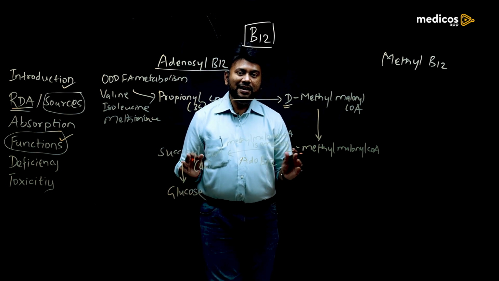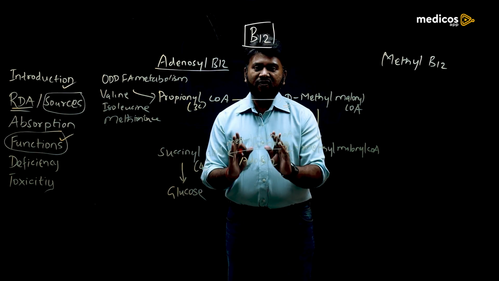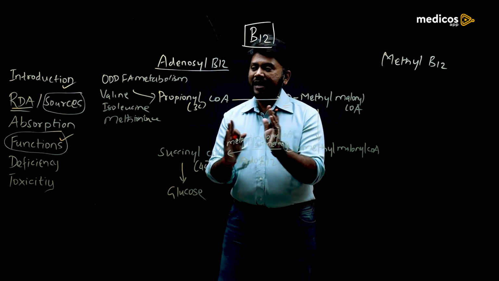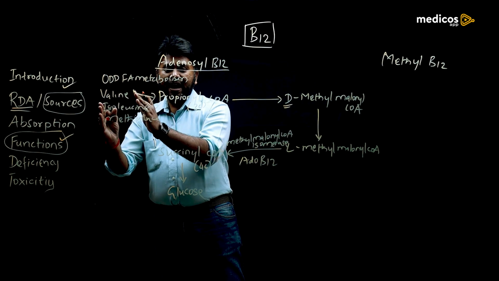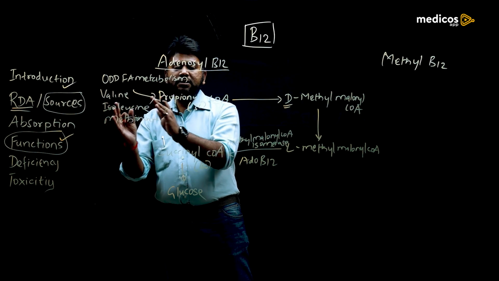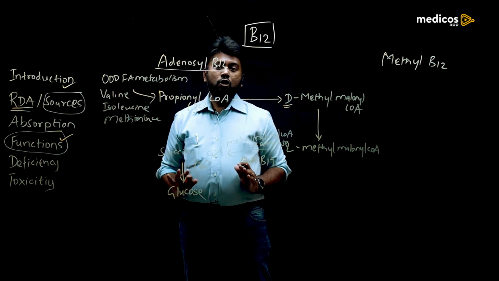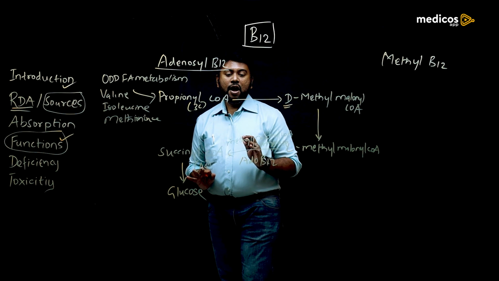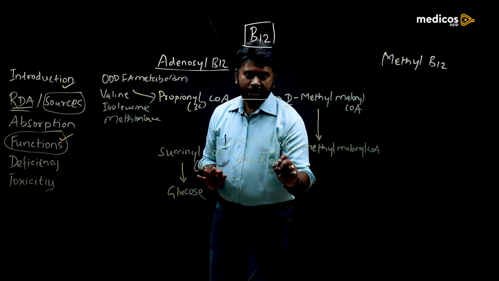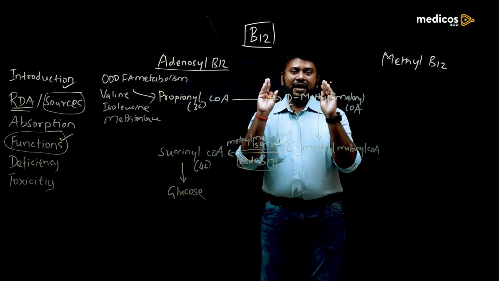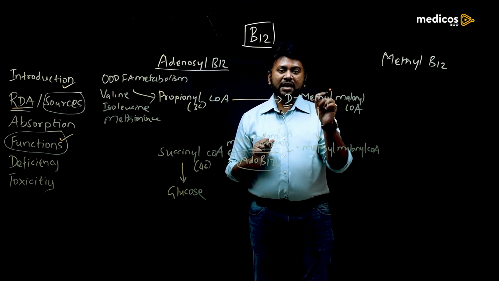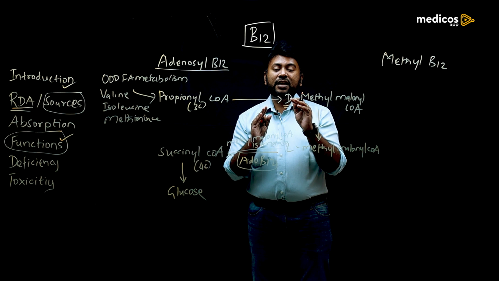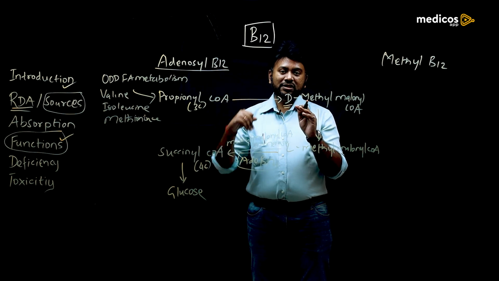Okay, so finally, what is the ultimate function of B12? It helps in the catabolism of odd chain fatty acids, valine, isoleucine and methionine, and helps them get converted into glucose. That is the function of adenosyl B12. It acts as a coenzyme for the enzyme methylmalonyl CoA isomerase. By acting as a coenzyme, it helps in the conversion of propionyl CoA to succinyl CoA.